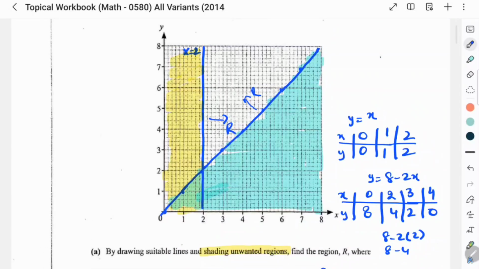So we have 0 comma 8 is the first coordinate, then 2 comma 4 is the second coordinate, then 3 comma 2 is the third one, and 4 comma 0. So you know that we can easily use rise over run, and then we can easily join the lines. Okay, rise 1, run 2, rise 1. Okay, just join it. Take your ruler and join the line. So this is 2x plus y is less than or equal to 8.